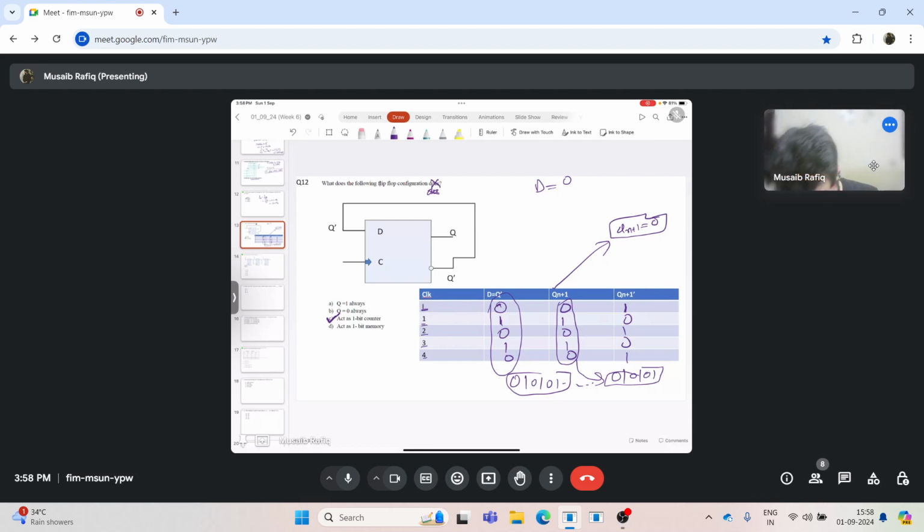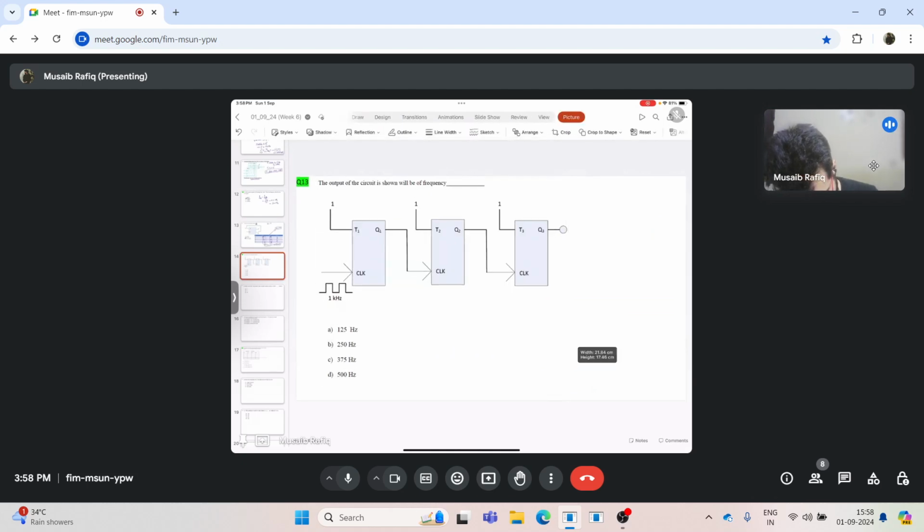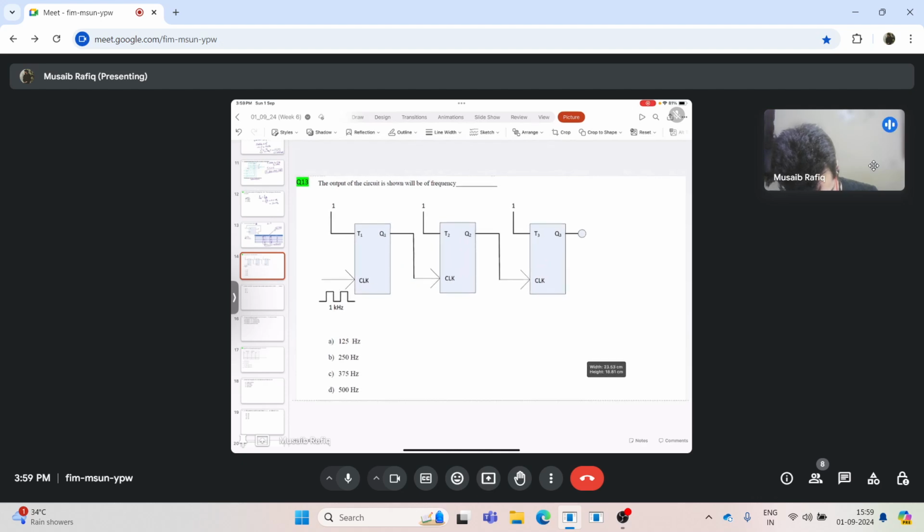So this was question number 12. Now I have question number 13, which I want you guys to solve first. Then I'll show the solution. It states that the output of the circuit shown below will have the frequency as. Basically, you need to find out the output frequency. So do it, then I'll show the solution.